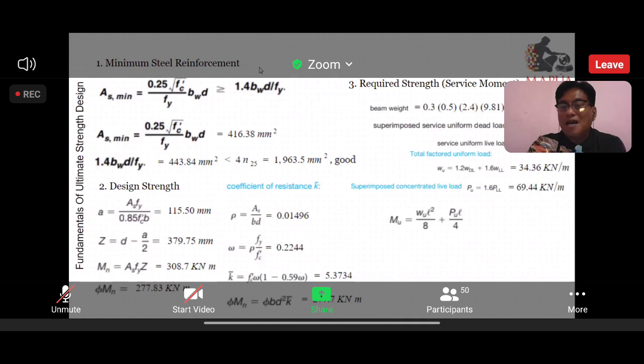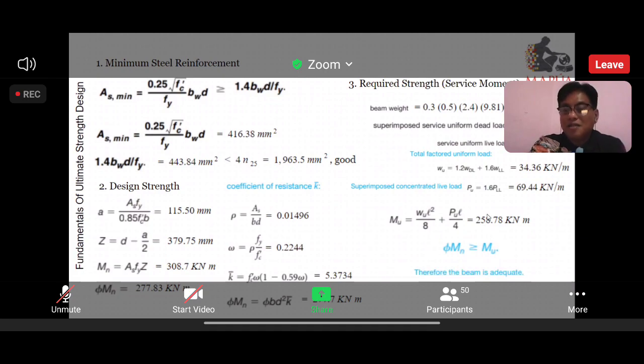So apparently we have two distinct types of loadings for the simply supported beam, which is uniformly distributed, which can be computed as W L squared over 8, and a concentrated load at midspan, which is P u L over 4. And this Mu as the service moment can be compared now to the Mu of the design strength. Okay, syempre, dapat mas malaki ito kesa dito. Ibig sabihin, the beam is adequate.